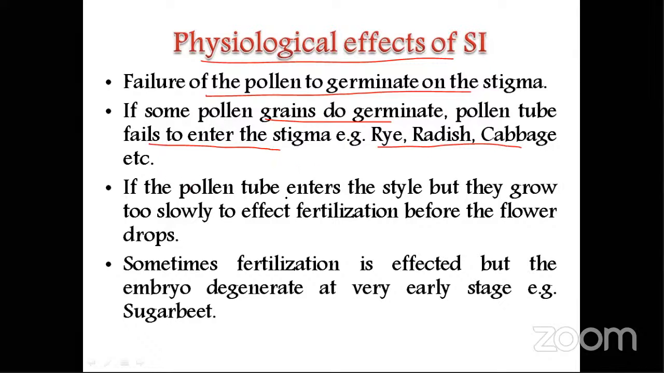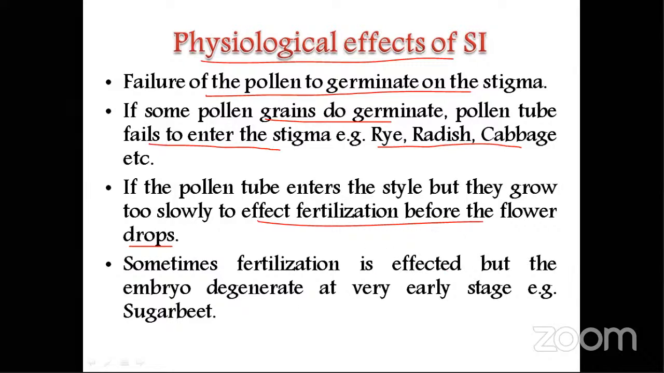If the pollen tube enters the style, but they grow too slowly to affect the fertilization before the flower drops. Means, okay, the third case might be like the pollen tube entering the style normally, but the pollen tube growth is very slow. By the time it reaches the ovary, the flower's viability is gone, the flower has already dropped, so fertilization is not possible.